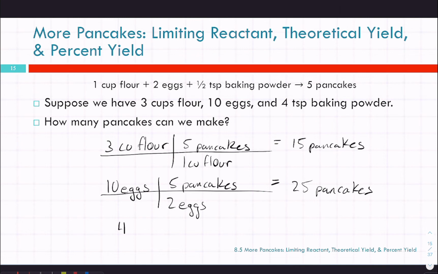So let's see if we have 4 teaspoons of baking powder, which I'm going to abbreviate BP. Our ratio of baking powder to pancakes is half a teaspoon of baking powder, so 1/2 teaspoon of baking powder to 5 pancakes. So we do 4 times 5, which gives us 20, and then divided by 1/2, which means we're actually multiplying by 2, so it'd be 40 pancakes.